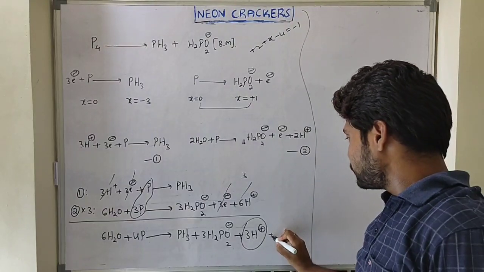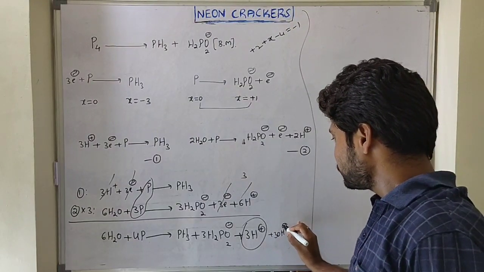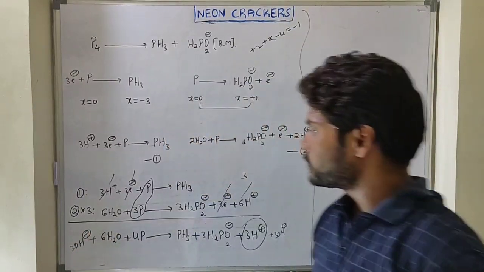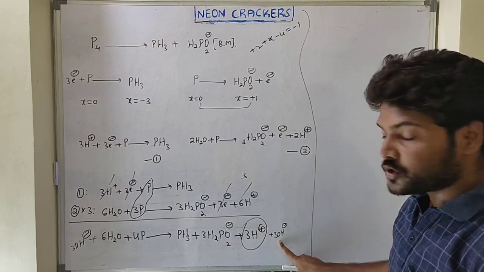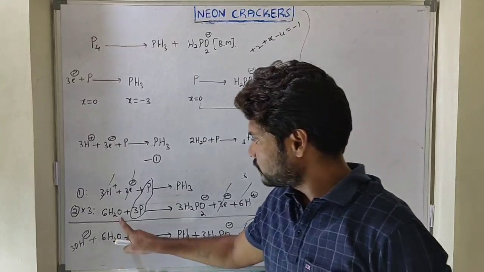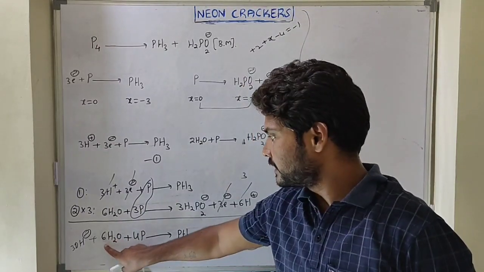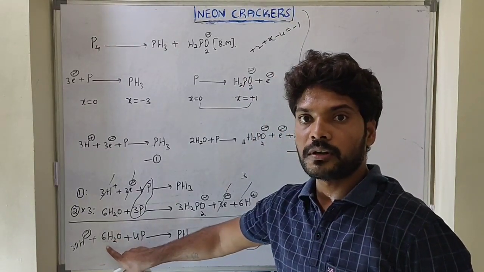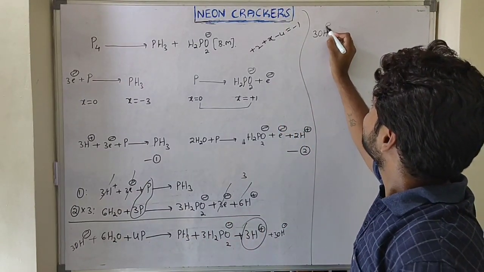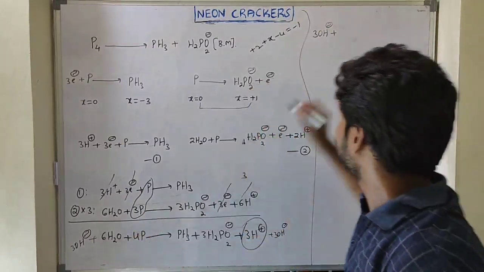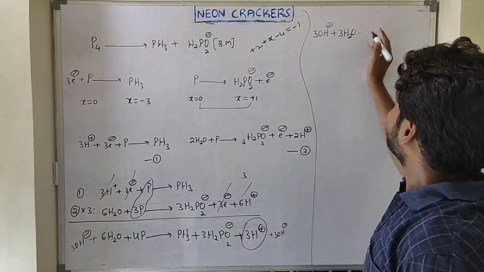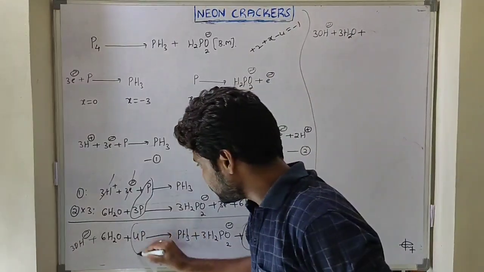So 3 OH- is to be added on both sides. 3H+ plus 3 OH- forms 3 molecules of water. 3 water molecules get cancelled, and on this side 3 water molecules are left. So overall 3 OH- plus, here only 3 water molecules are there, and plus, so this is very important.